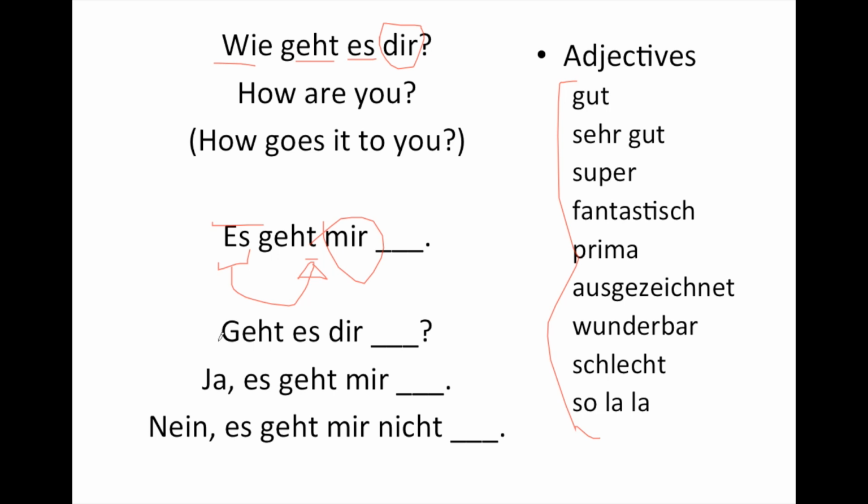Yes or no question, again, we're starting with the verb, and then we have our subject, es, and then our dative pronoun, and then anything else, followed by our answer. Geht es dir wunderbar? Ja, es geht mir wunderbar, oder nein, es geht mir nicht wunderbar.